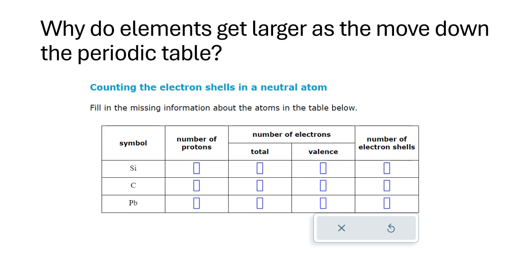Silicon has 4, carbon has 3. No, silicon, yeah, carbon has 4. And lead has 4 as well.